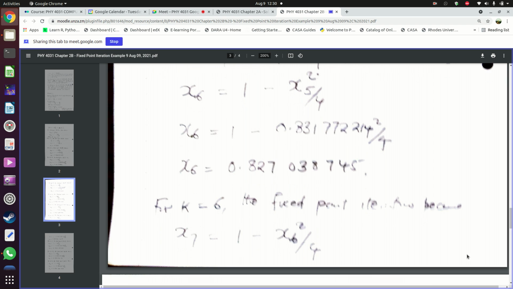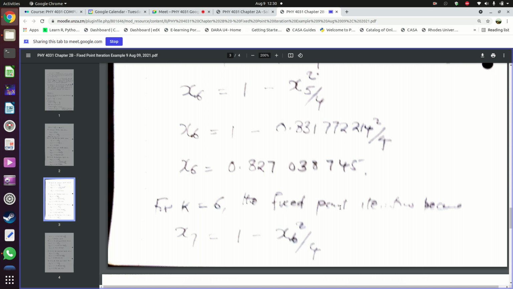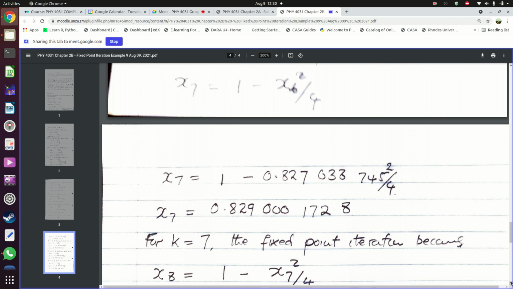Then for k equals 6, our fixed point iteration formula becomes x7 equals 1 minus x6 to the power 2 divided by 4. Our x6 is what we have here. Then when we do the substitutions, we end up with 1 minus 0.827038 squared divided by 4. So you end up with 0.829001728.